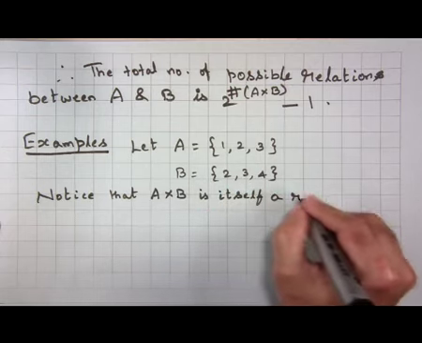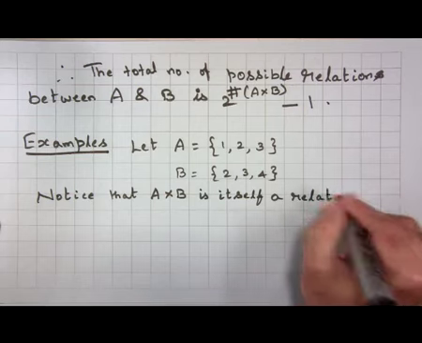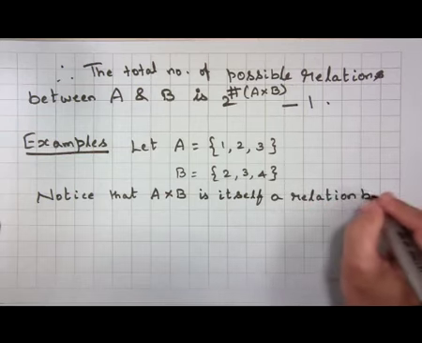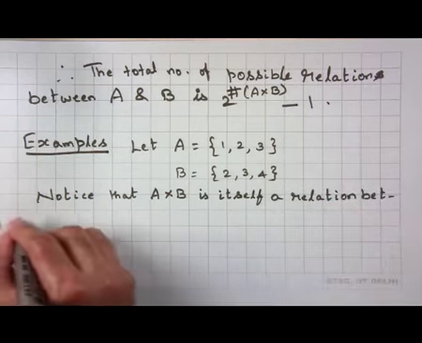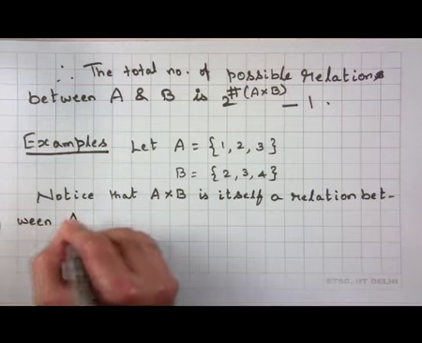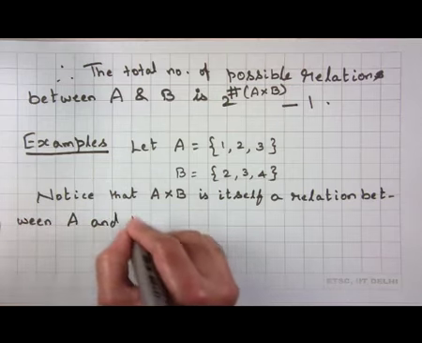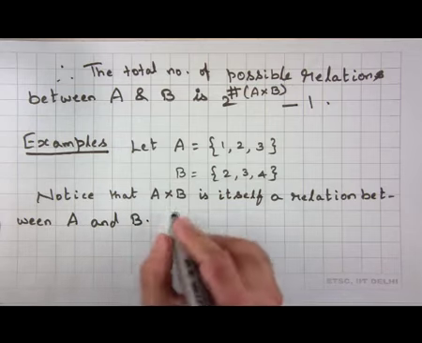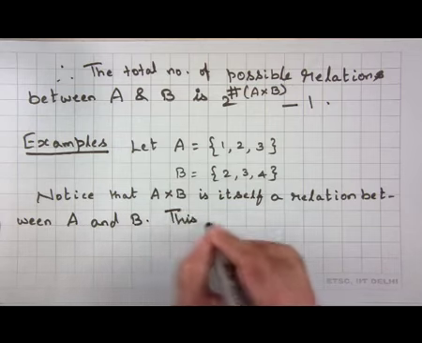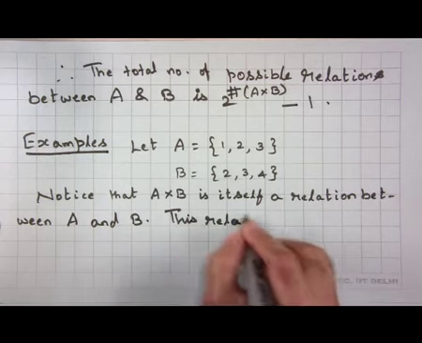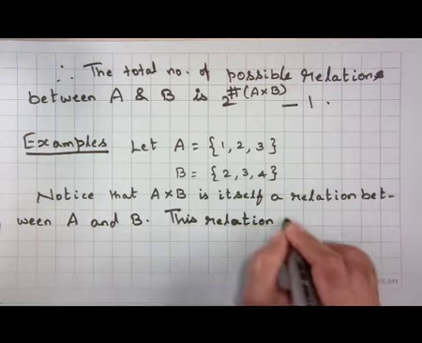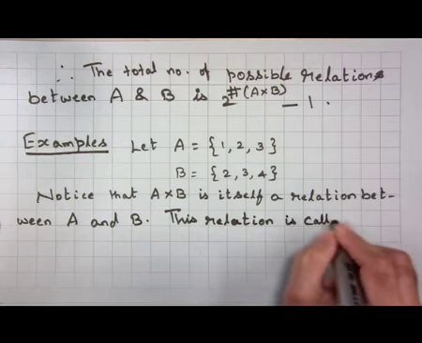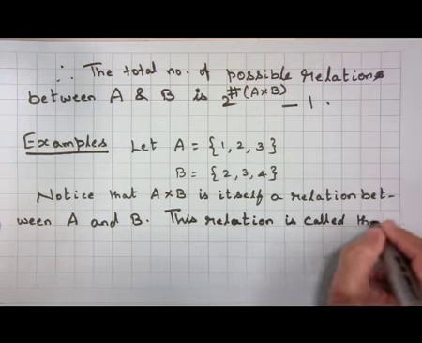a relation between A and B. So, this relation is called the universal relation.